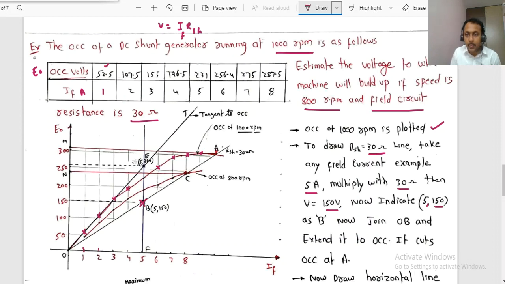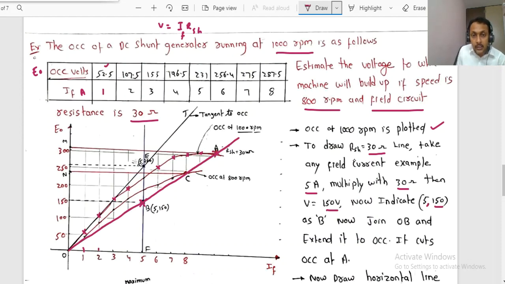I repeat again, to draw the line onto the OCC which indicates the shunt field resistance, you simply multiply the resistance value with the current, you will get the voltage, and that value is (5, 150). Now this is point B. Now project this line onto the OCC. Join this point through this point, OB. Extend it, and it will cut the first curve OCC at some point A.